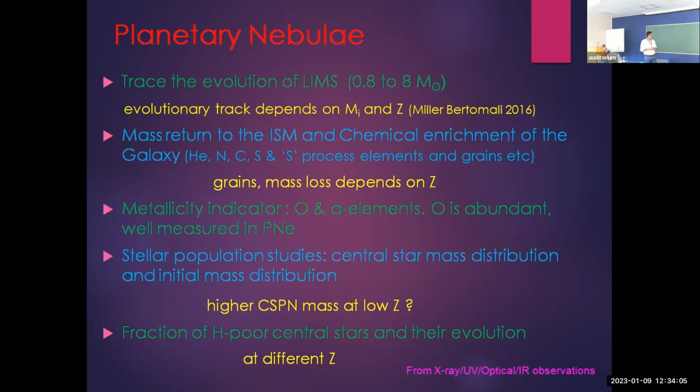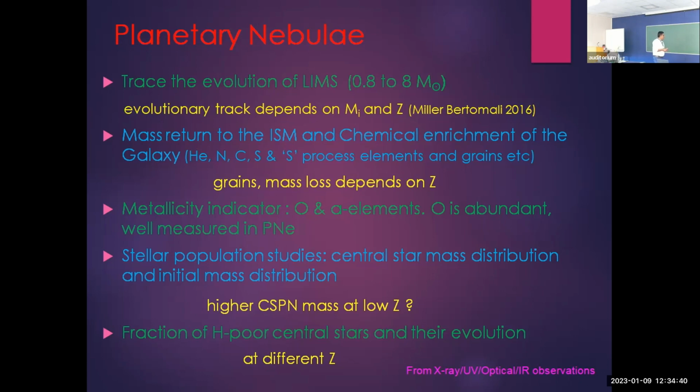Moreover, oxygen is a very abundant element, well measured in planetary nebulae. For several planetary nebulae we have measured it more accurately. And this is a metallicity indicator because oxygen is least changed in the evolution of the low and intermediate mass stars. Only at the hot bottom burning is it touched. Otherwise, the oxygen abundance of the planetary nebula shell reflects the progenitor's abundance. So they are very important tools to probe the metallicity of the progenitors.